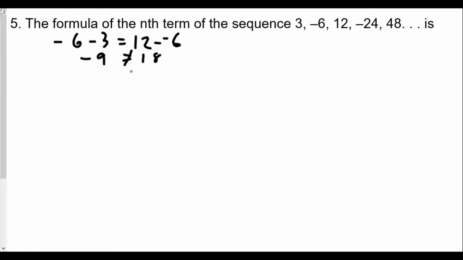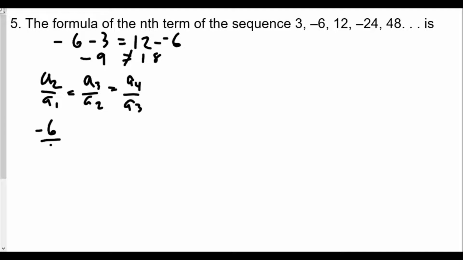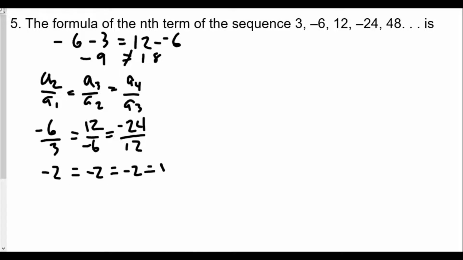However, we see here that maybe it's a geometric sequence. So we'll take a look at, again, A2 over A1. Does that equal A3 over A2, or equal A4 over A3, and so on and so forth? So we see in this case, we'll take -6 over 3 equal to 12 over -6 equal to -24 over 12. And we can continue on with -48 over -24. We get the same thing. We get -2. And this will be our common ratio R.